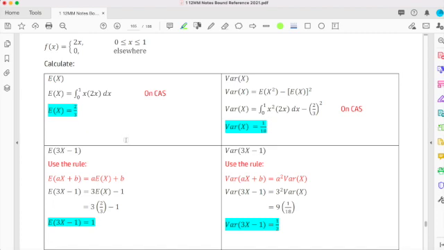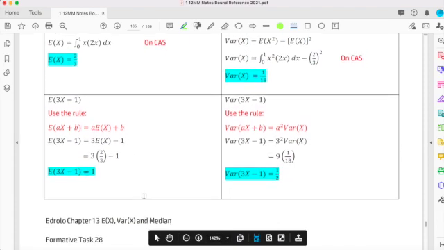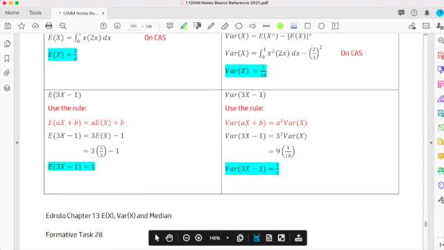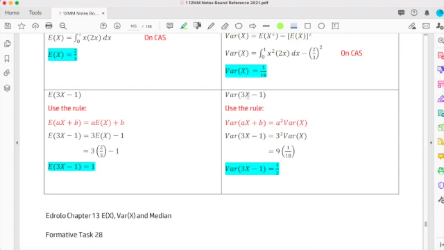Here's another example. Again, x times 2x to give you your expected value. E of x squared, take away E of x all squared to give you your variance. You can also be asked for things like E of 3x minus 1 or variance of 3x minus 1. And we've got those rules that we learned earlier about how to convert those into more simplified, workable forms.